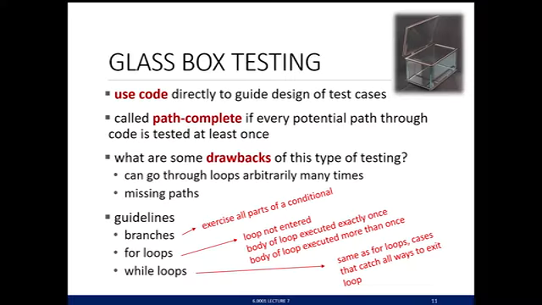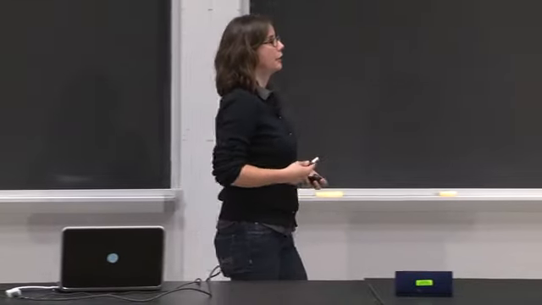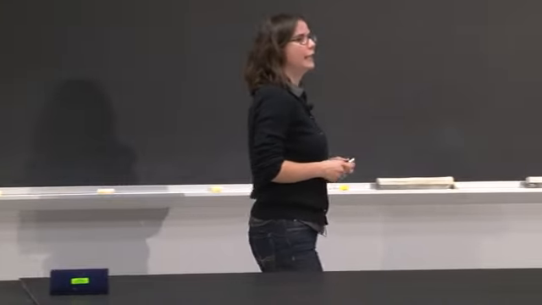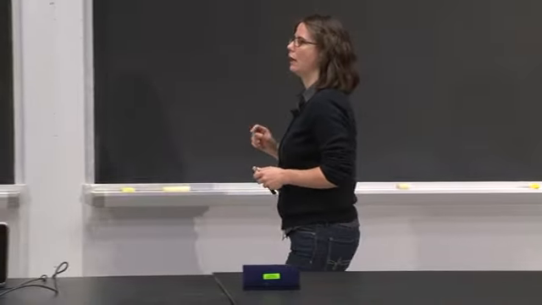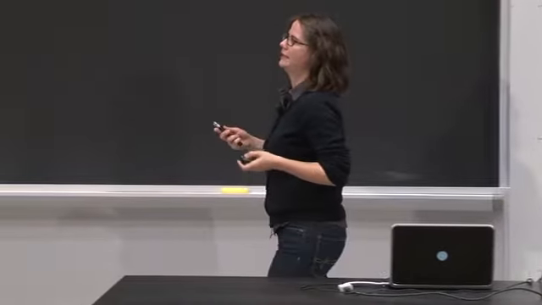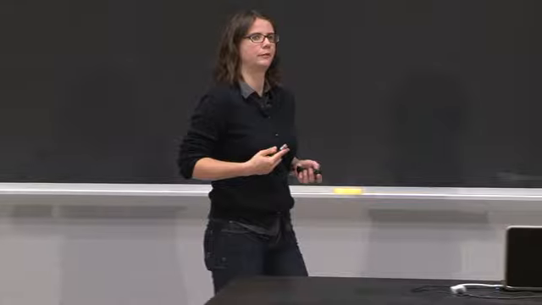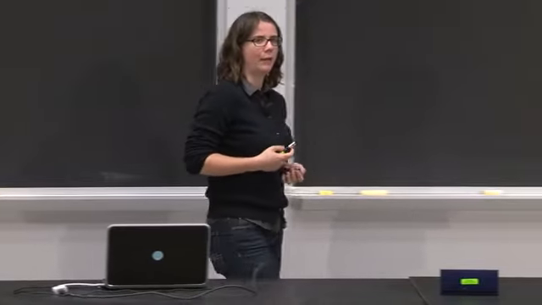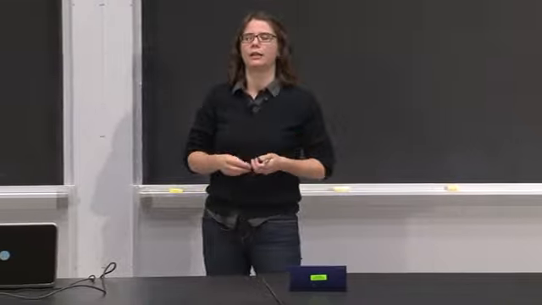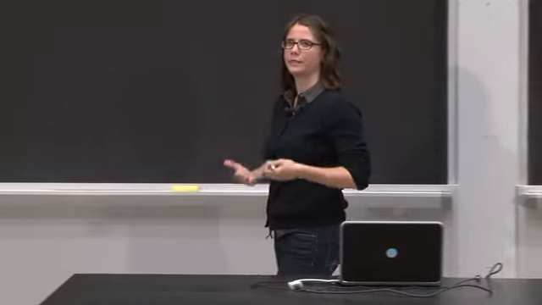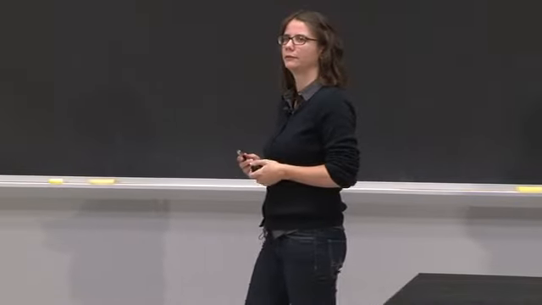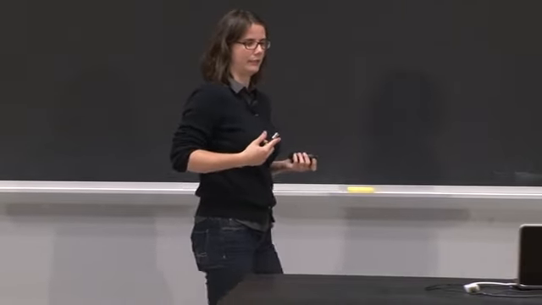Glass box testing, you're using the code itself to guide your test cases. So if you have a piece of code and you come up with a test case that goes through every single possible path through the code, then that test set is called path complete. The problem with this is when you encounter loops, for example. Every single possible path through a loop is maybe the code not going through the loop at all, going through once, going through twice, going through 3 times, 4 times, 5 times, and so on, right? Which could be a very, very big test set.